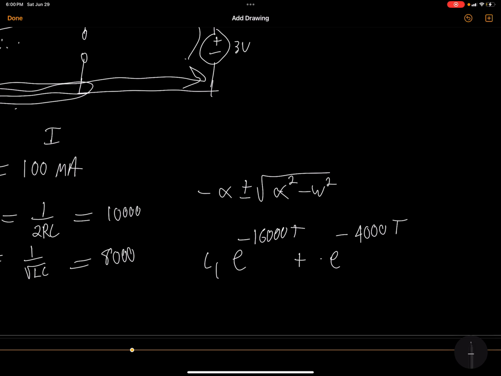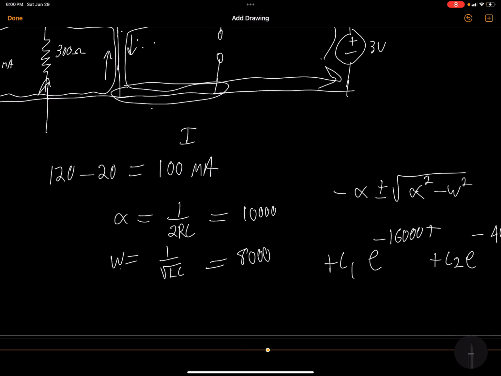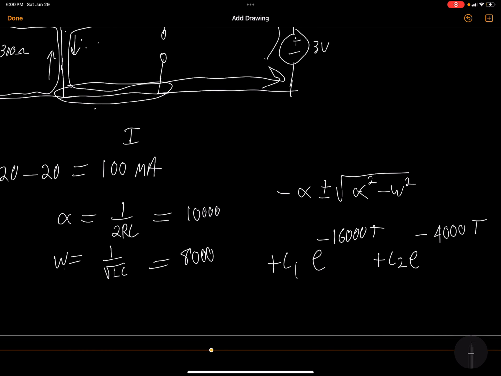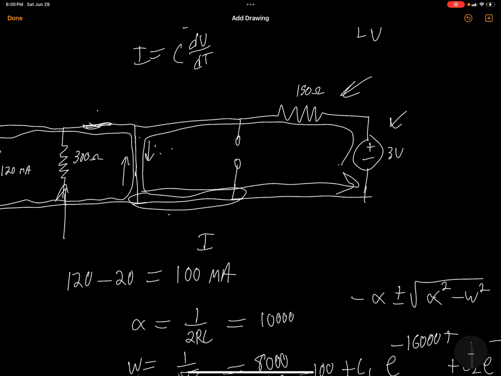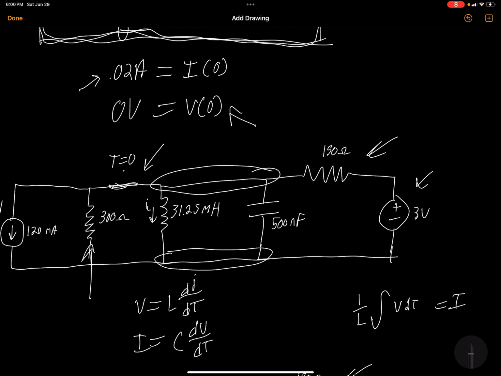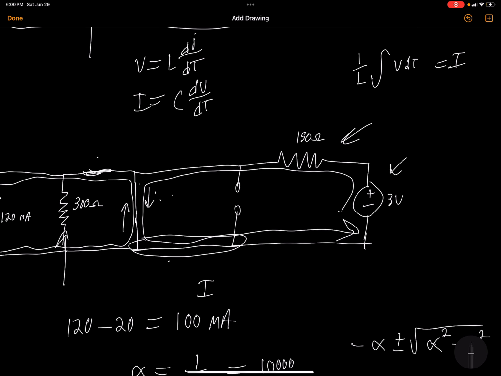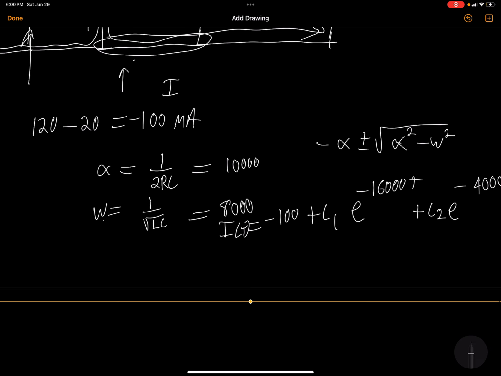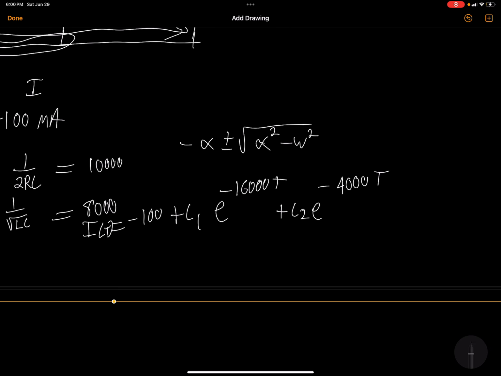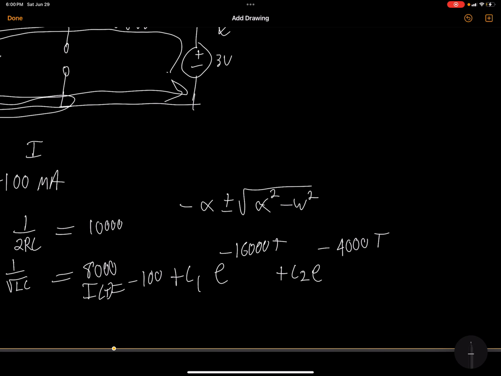C1 plus C2 plus I final. What is I final? You need to be careful. It's negative 100. Because where are we finding current? We start off going down, right? That negative 100 final is going up. So that's opposing our original direction. We need to keep our signs in the right direction.